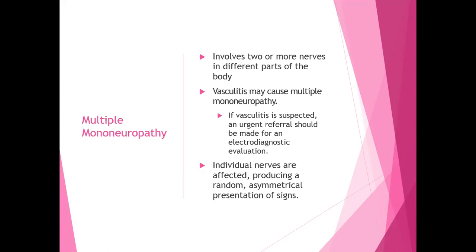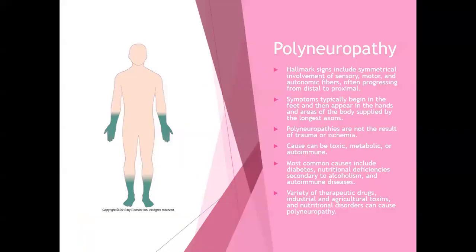and that's what produces the random asymmetrical presentation of signs, as opposed to polyneuropathies, which are symmetrical involvement of sensory, motor, and autonomic axons. So a lot of times they progress from distal to proximal. That's the hallmark. They call it a sock and glove presentation. Makes sense, right? When you see the picture, like sock and glove. And it's both, it's bilateral.